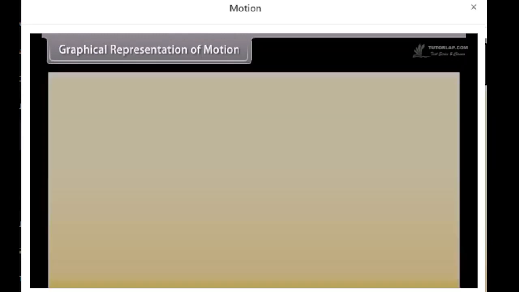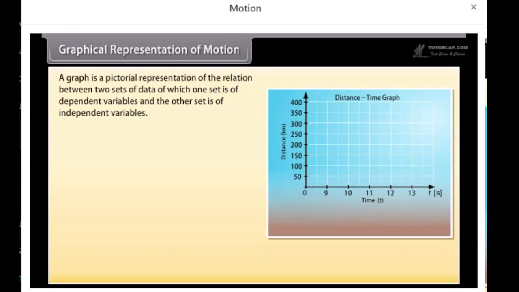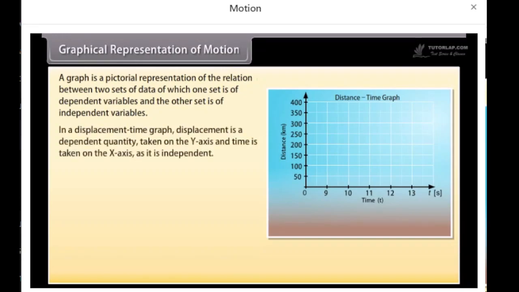Graphical representation of motion. A graph is a pictorial representation of the relation between two sets of data, of which one set is of dependent variables and the other set is of independent variables. In a displacement time graph, displacement is a dependent quantity taken on the y-axis and time is taken on the x-axis as it is independent.